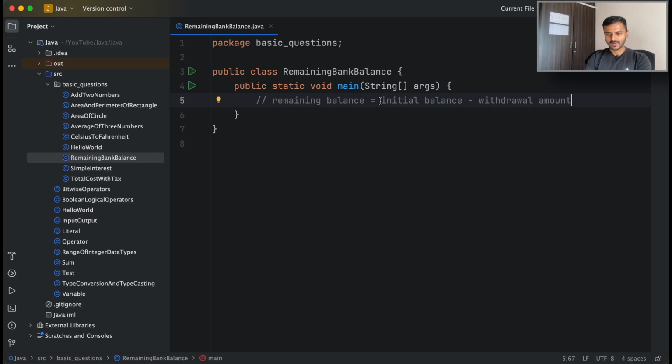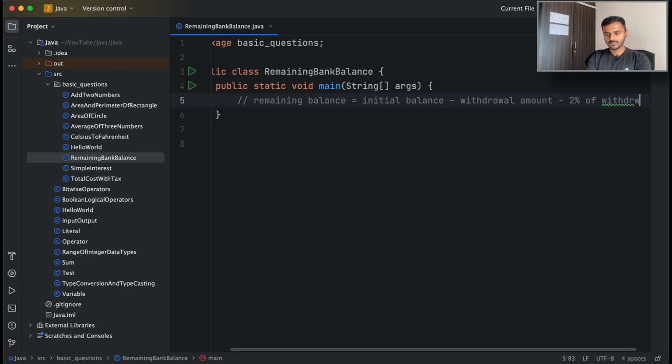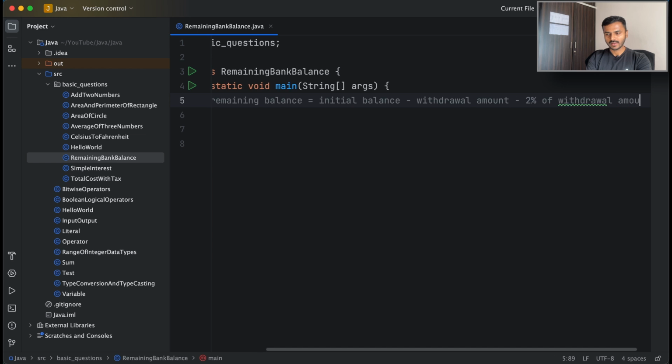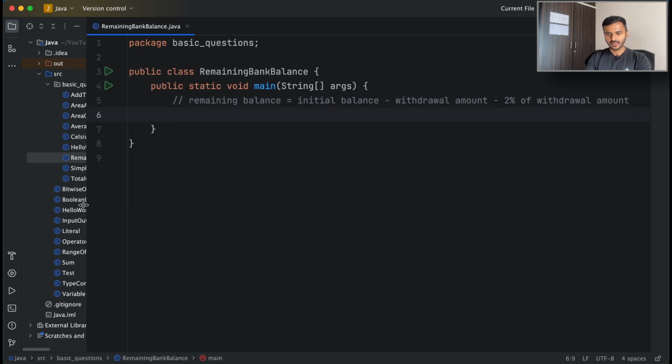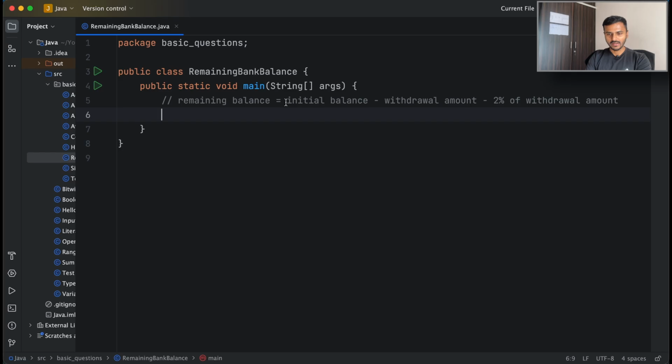So we had some initial balance from which we withdrew some amount. Say we had 10,000, we withdrew 1,000. So what is it going to be? It is going to be 9,000. But there's also a processing fee or some charge that is being applied, which is, say, for example, 2% of the withdrawal amount. So what we will have to do is subtract 2% of the withdrawal amount as well. Now over here, if you take a look, what do you need? You need two inputs. One is the initial balance and the other one is the amount that you're withdrawing.